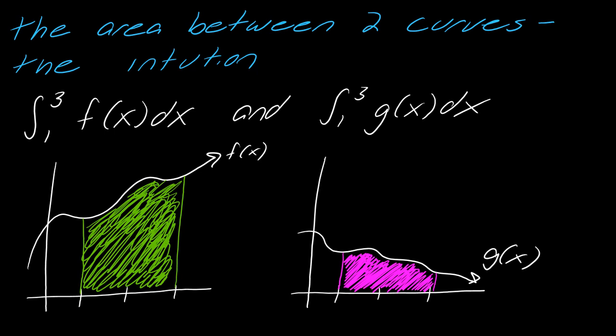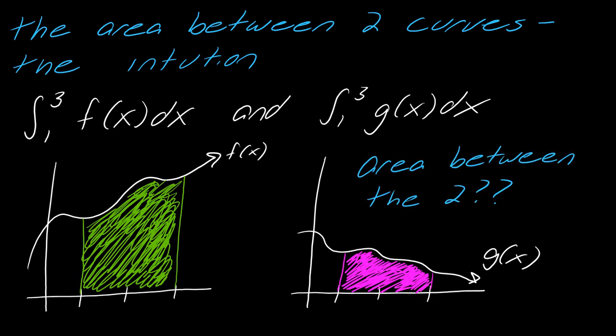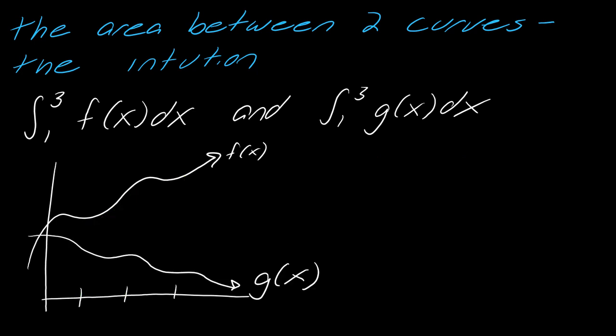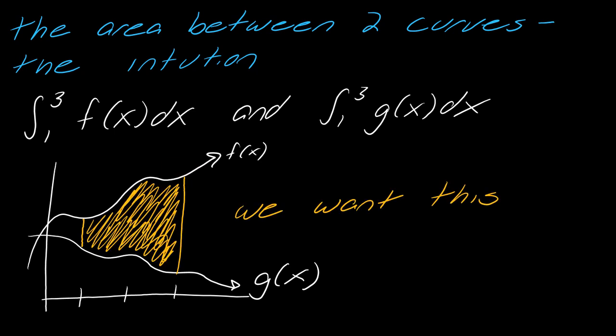Okay, so now how would I get to the area between the two curves? Well, to figure this out, let's put both curves on the same graph. And let's just make sure it's clear what we want. So I am looking for the area from here to here, right? So in other words, we want this piece of area.